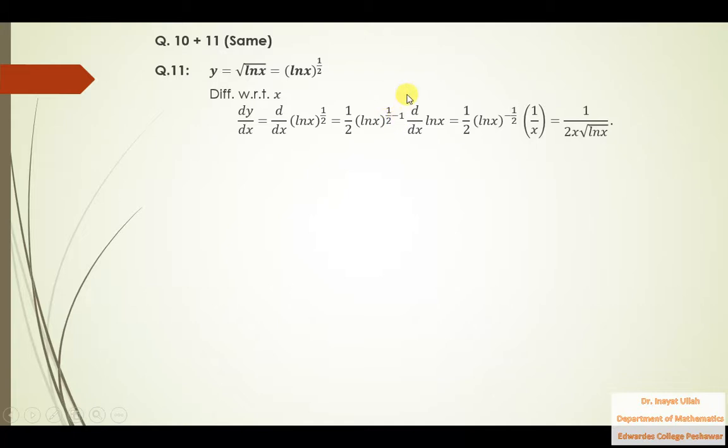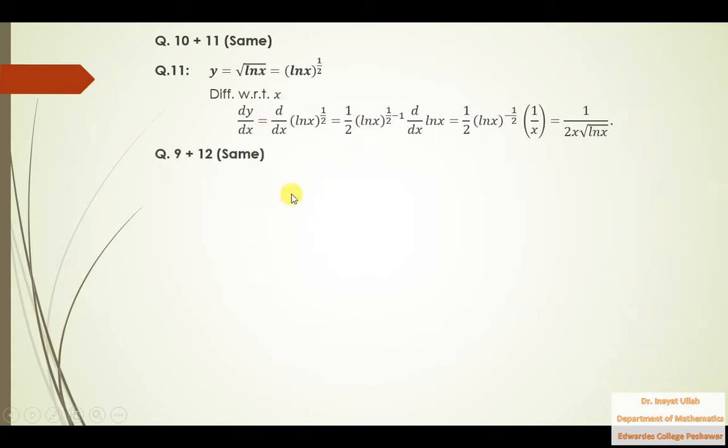Now 1 by 2 minus 1 is minus 1 by 2, and the derivative of log of x is 1 by x. Now you see that the power of log of x is minus 1 by 2, so in order to make it positive, shift it to the denominator. That will become log of x whole 1 by 2, and log of x whole 1 by 2 can be written in this version, square root of log of x, and there are 2 and x as well. So 2x into square root of log of x is the derivative of this function. You can deal with question number 10 by using this idea.